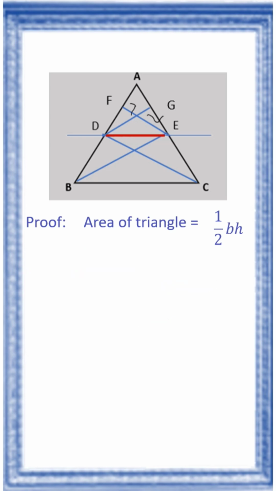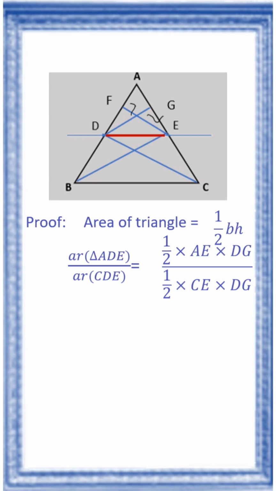Now the ratio of area of triangle ADE upon area of triangle CDE is equal to half into AE into DG upon half into CE into DG. Half and half in the numerator and denominator get cancelled. DG in numerator and denominator get cancelled. So area of triangle ADE upon area of triangle CDE is equal to AE upon CE. Let this be equation number 2.